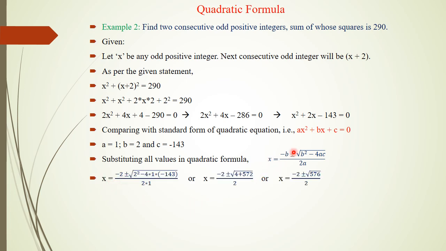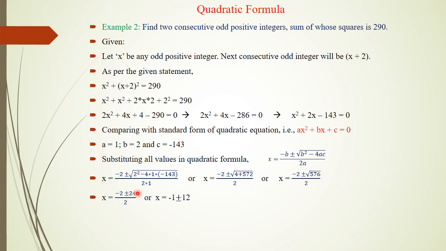Therefore, x equal to, in place of b, I'll put 2, that is minus 2 plus or minus square root of b square, that is 2 square, minus 4 as it is. a value is 1 and c value is minus 143 here. Therefore, x equal to minus 2 plus or minus square root of 2 square is 4, minus of minus is plus, 143 into 4 into 1 will give me 572 here. When I solve this, 572 plus 4 is 576, minus 2 plus or minus square root of 576 divided by 2. Now we know that square root of 576 is nothing but 24 here.